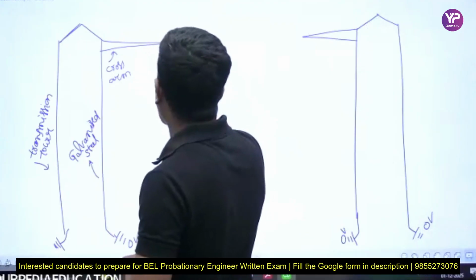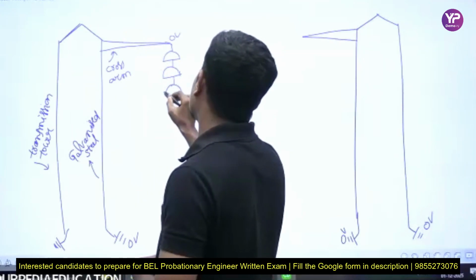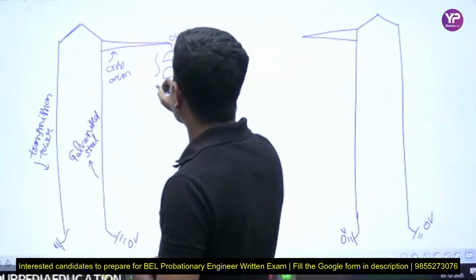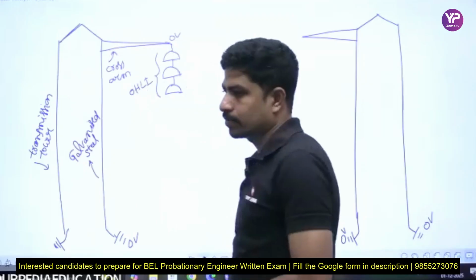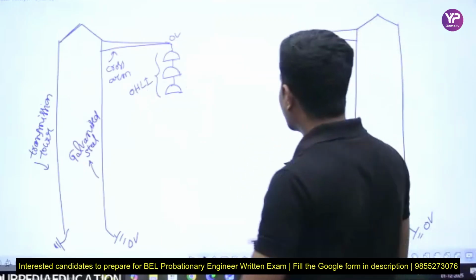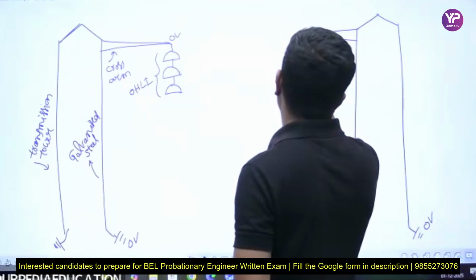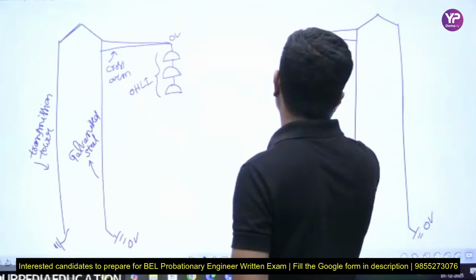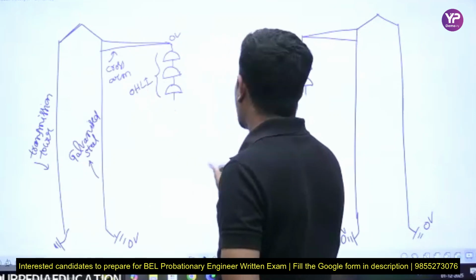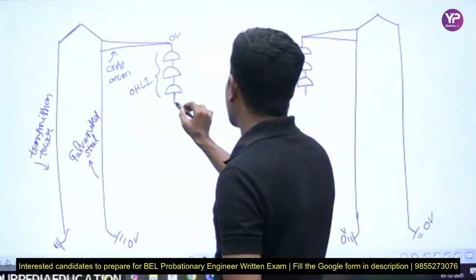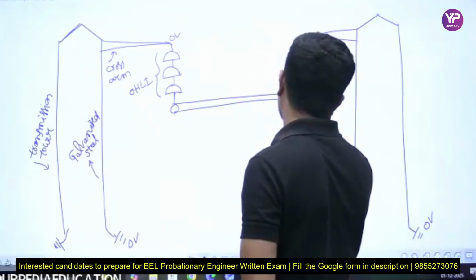Therefore, what I do is I am going to put some insulators here. Insulators are made up of porcelain. These are called overhead line insulators. Now, these are also overhead line insulators. Now, I am connecting my transmission line here. Now there is no problem.